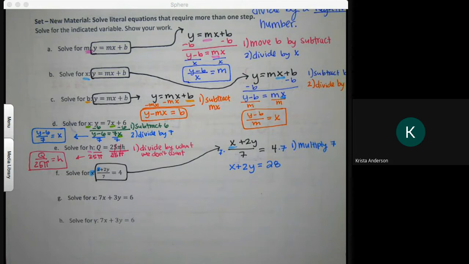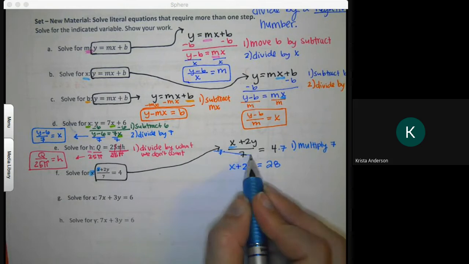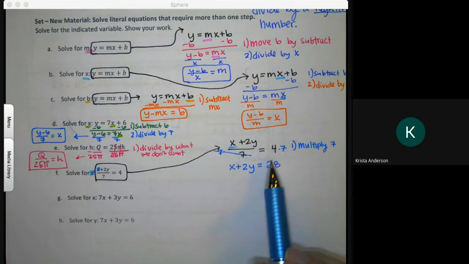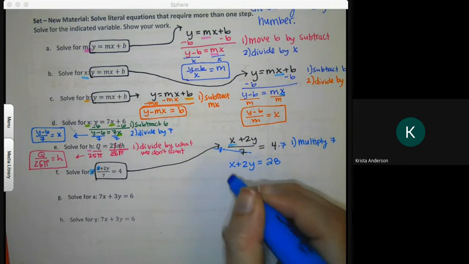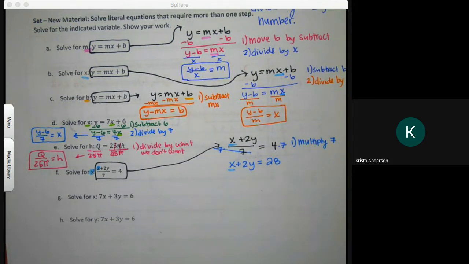Some of you will be quick like that by moving the 7 over. I like to show that I'm timesing by 7, so I know where everything came from, but you don't have to do that if you don't want to. I'm still trying to get X by itself.